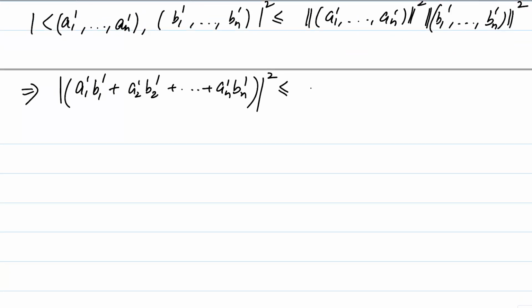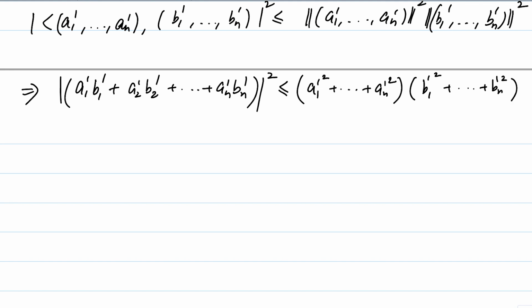It will just be equal to the sum of a1 prime square plus up to an prime square. That will be the length of a1 prime up to n prime, and this will be b1 prime square plus up to bn prime square.